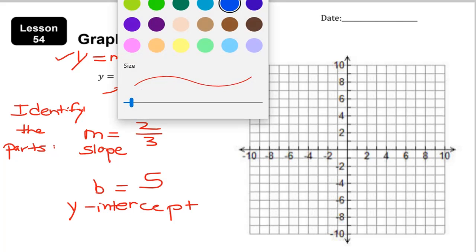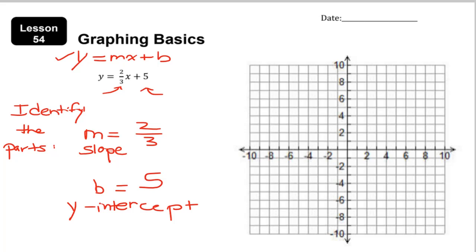I'm going to write in some more notes. For b, we're going to remember b as begin. So we are going to begin our graph at the number 5. And it's called the y-intercept because it's going to go along the y-axis. So I'm also going to label my y-axis and my x-axis. All right, so I'm going to begin my graph at the y-intercept, which is +5.